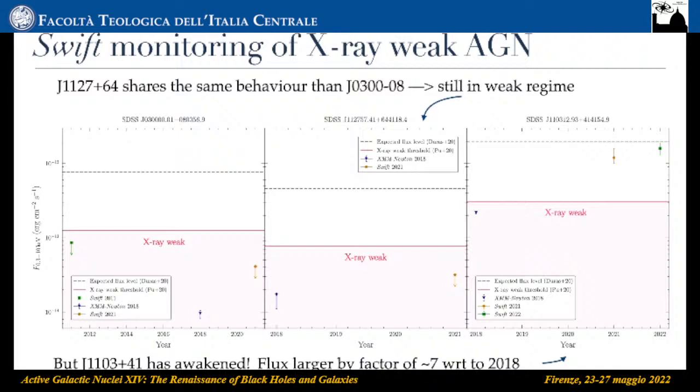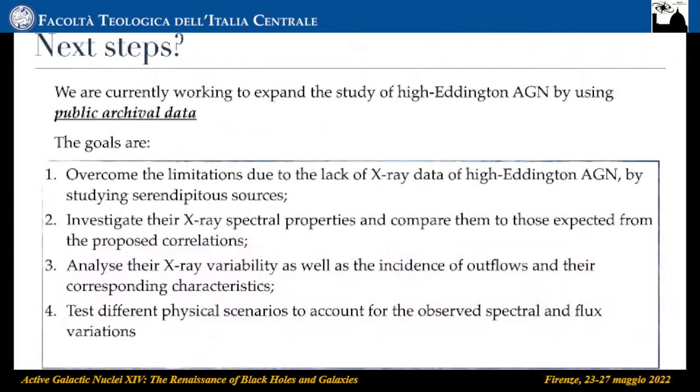While the third one, J1103+41, has awakened, and last year its X-ray flux was larger by a factor of 7 with respect to the previous XMM observation, and as of January of this year, we still find this source to be in a high flux state. But all of this is not enough.